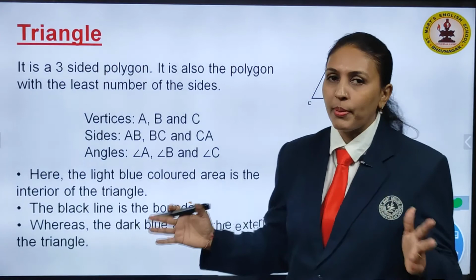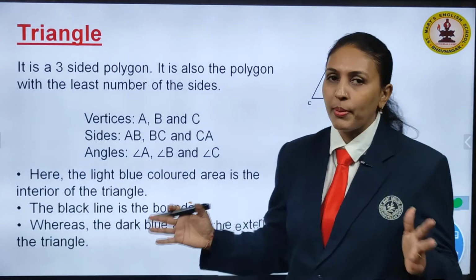Now, what do you have next? Diameter. It is a straight line from one side of the circle to the other side passing through the center. Now, it is somewhat like the radius only. It is a line segment that joins two points on the boundary of the circle, but one important thing, it passes through the center of the circle compulsorily, then only we can call it a diameter.